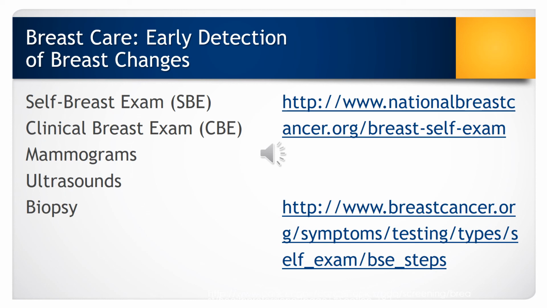On the next couple of slides, we'll talk about mammography and when one should get an early mammogram. The second link here is from breastcancer.org, and it gives a step-by-step with pictures of how to perform a self-breast exam.